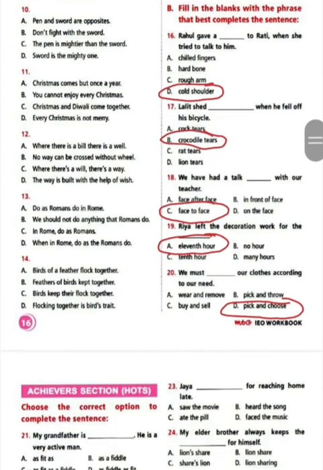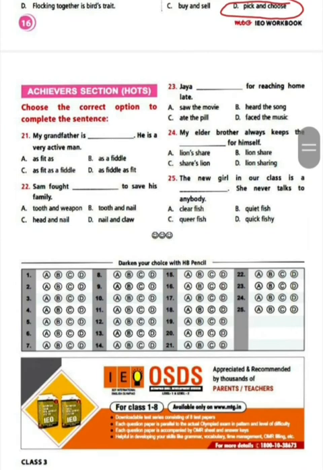So next we will move to the last exercise. Choose the correct option to complete the sentence. Same thing. My grandfather is dash. He is a very active man. So number C, as fit as a fiddle. So here you have to choose that which is the correct simile. My grandfather is as fit as a fiddle. He is a very active man.